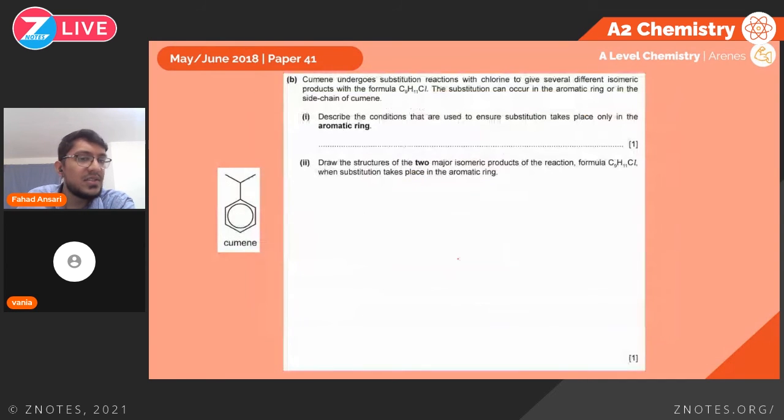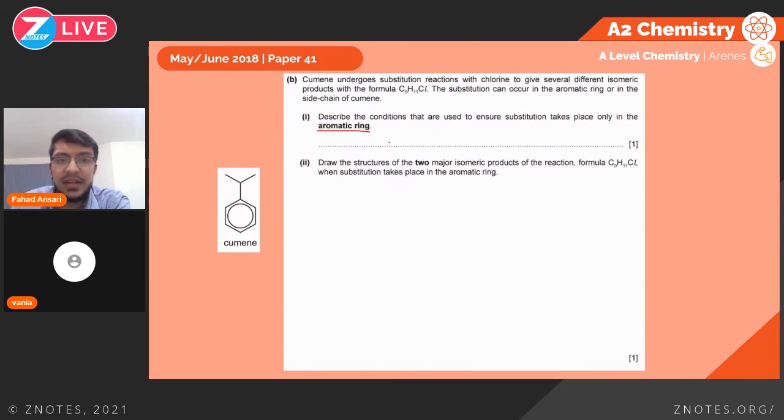Right, so this question is related to cumene again. So you have the structure in front of us. It says it undergoes substitution reactions with chlorine to give several different isomeric products with the formula C9H11Cl. The substitution can occur in the aromatic ring or in the side chain of cumene, right? So describe the conditions that are used to ensure substitution takes place only in the aromatic ring.